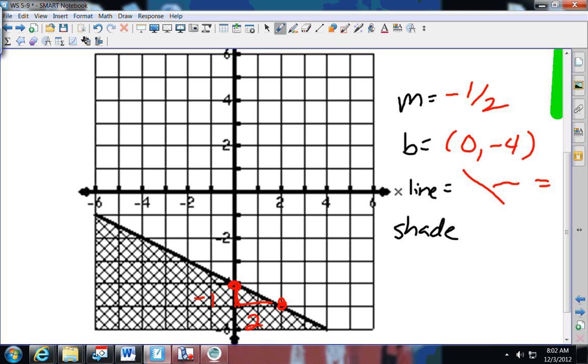Now, is my shading above or below the line? Going down, it's shading below. Below means less than. So now to write my inequality, you start off with y. Always start off with y. I have less than or equal to, equal to because it's solid. My slope is negative 1/2. Don't forget the x. Minus 4.